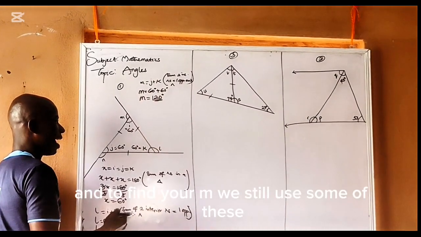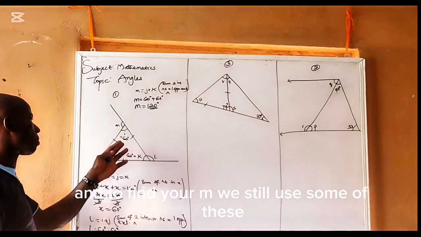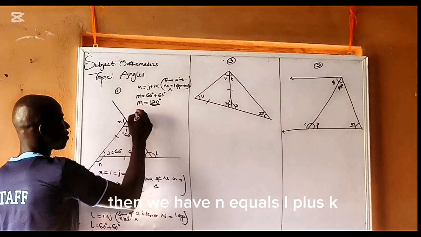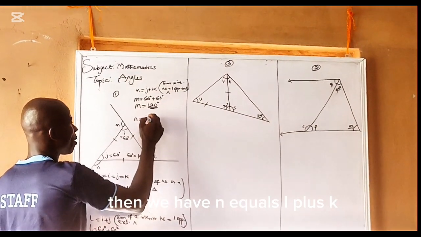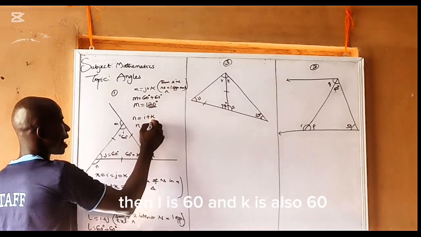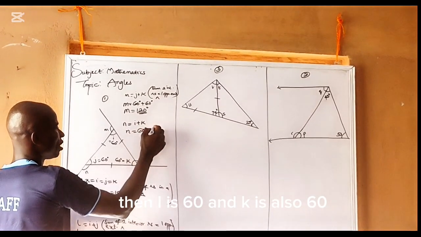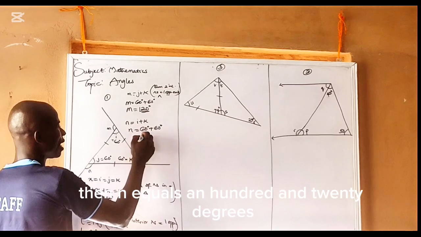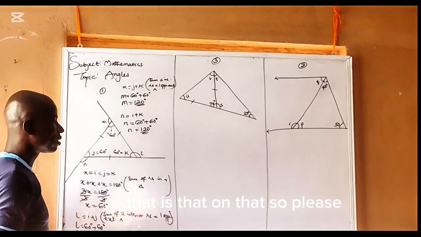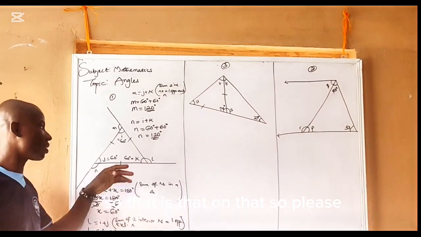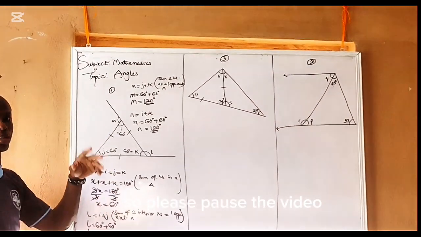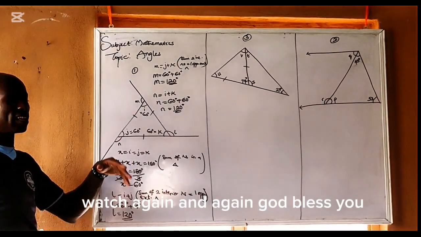Then to find your N, we still use the sum of two interior angles, that is I plus K equals N. Then we have N equals I plus K. The sum of two interior angles equals the one opposite exterior angle. Then I is 60 and K is also 60. Then N equals 120 degrees. So that is that. Please rerun it if that is not clear. Please pause the video, and watch again and again.